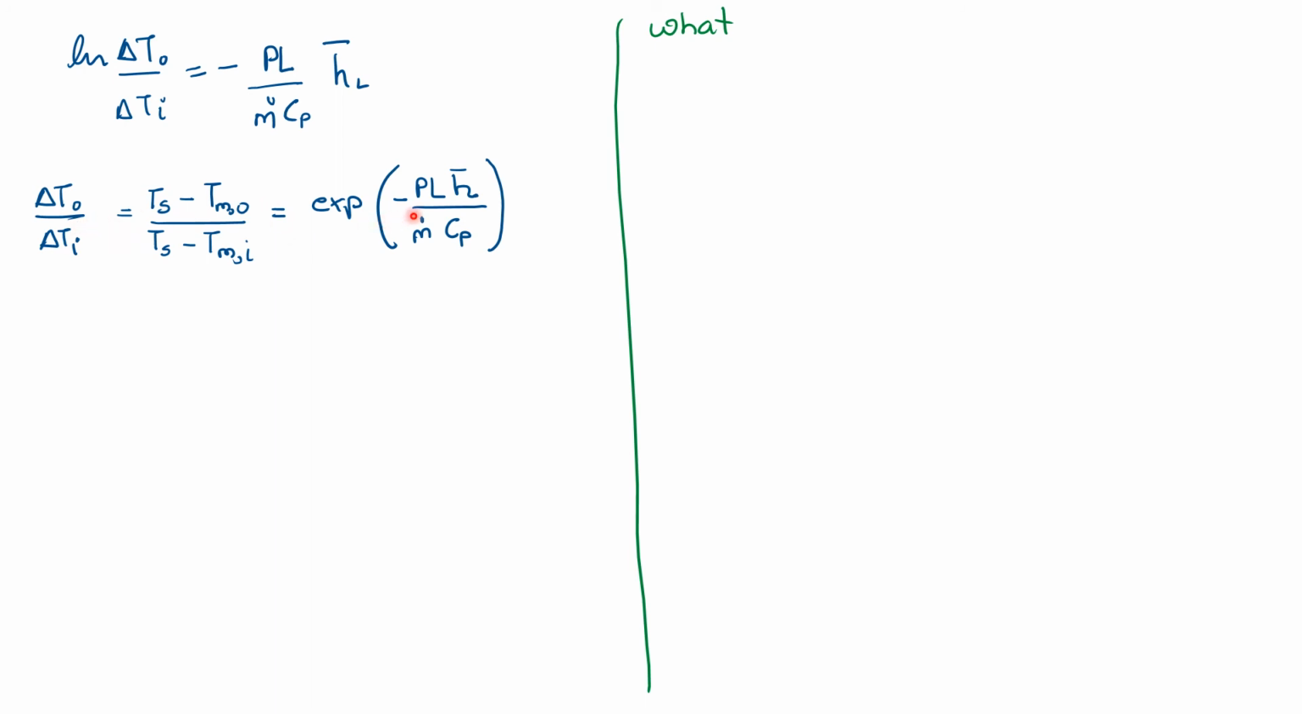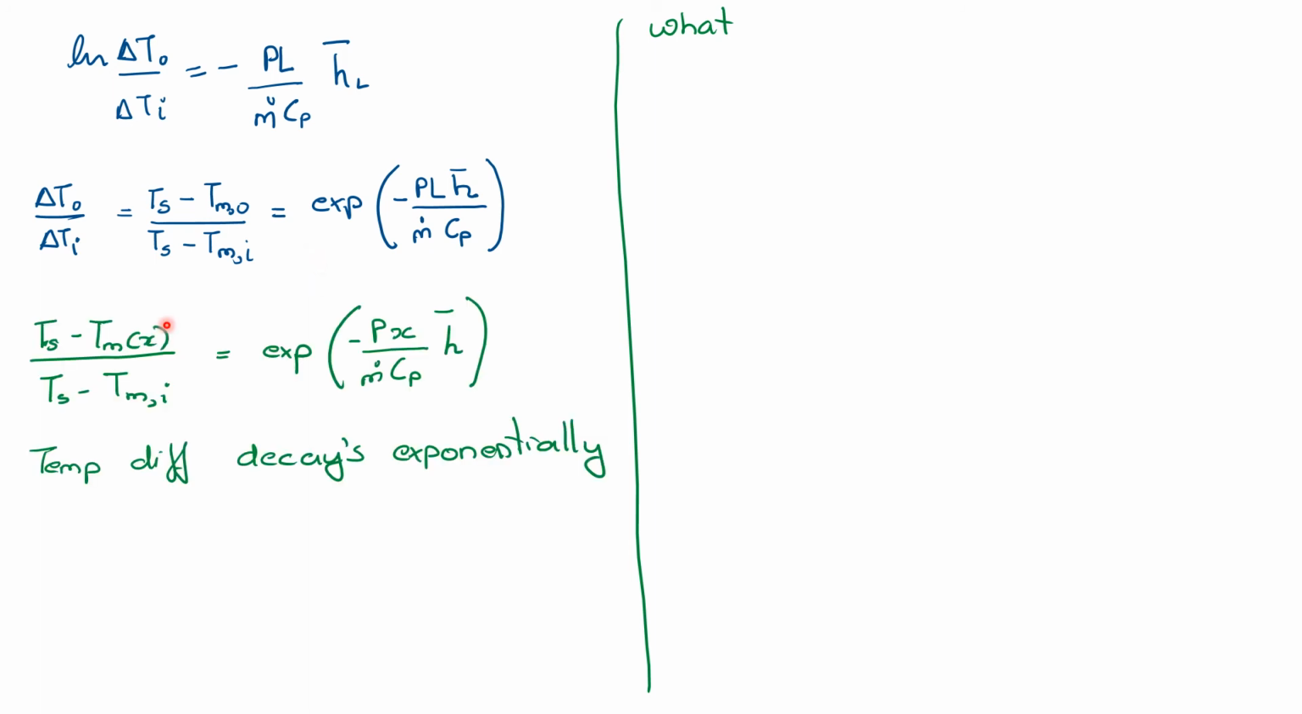This formula is true if you know the length and the overall heat transfer coefficient for the entire length, and if you're asked for one of these quantities right here. But what if you want to calculate the temperature at a particular location? What if you're asked to calculate the mean temperature at a particular location in the pipe?